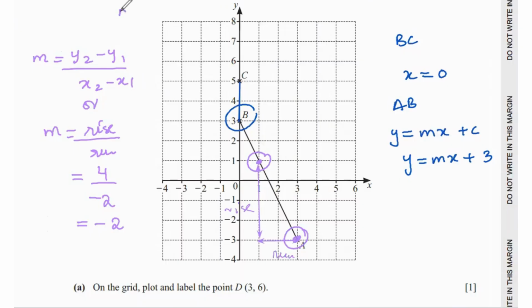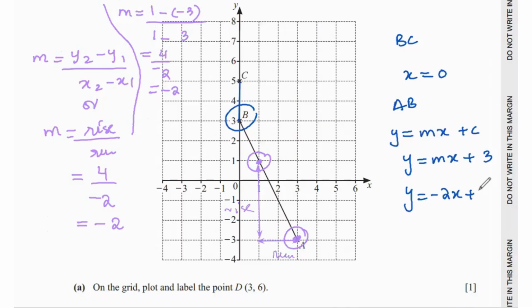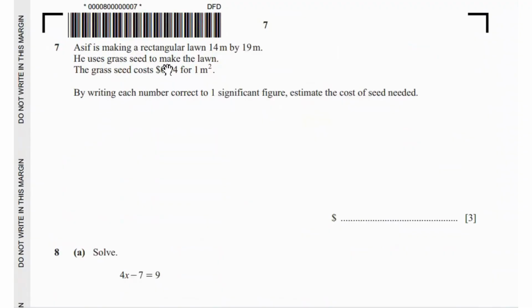If we're using the first formula, you can just pick the coordinates of these 2 points. So that's going to be m equals 1 minus negative 3 over 1 minus 3. So that's 4 over negative 2, which is also negative 2. The answer is the same. You just have to pick the method which is easy for you to understand and is less time consuming. So y equals negative 2x plus 3 is your equation for AB. These are your answers.